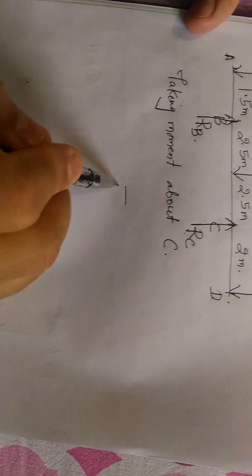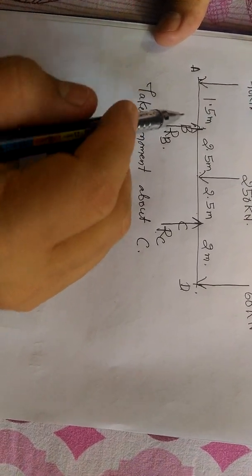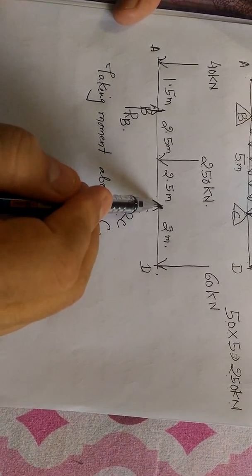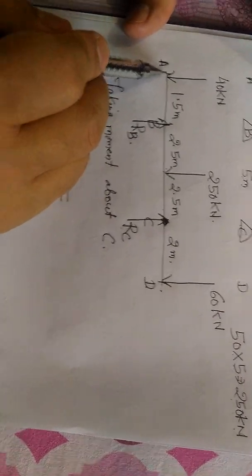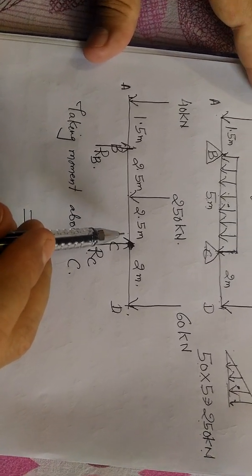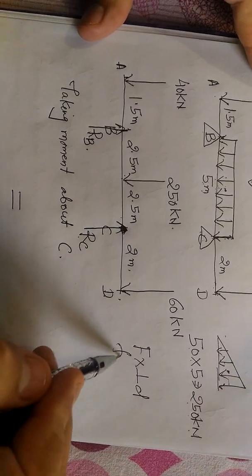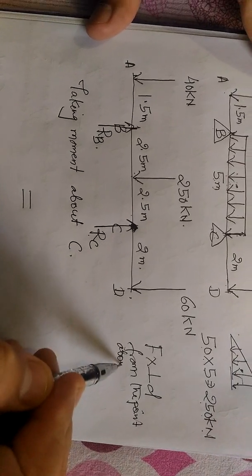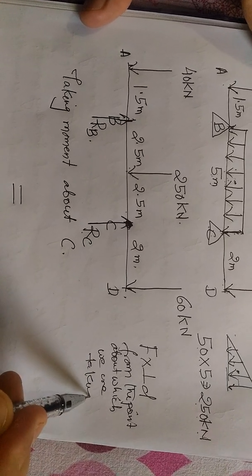First write the equality sign, and first consider the forces. Walk on each and every force and see whether the point is fixed, that is, point C is fixed. We are taking the moment about point C. So walk in the direction of these forces and observe whether the point is on your right side or left side, and moment is force into perpendicular distance from the point, that is, force into perpendicular distance from the point about which we are taking moment.